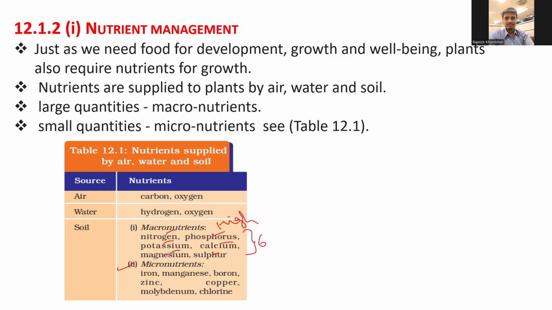And the second category is micronutrients, meaning small quantity. Small quantity nutrients are iron, manganese, boron, zinc, copper, molybdenum, and chloride. These are required in small quantity by the plants. Again, count the number. 1, 2, 3, 4, 5, 6, and 7. So the number of these nutrients is 7. So 6 are macronutrients and 7 are micronutrients. Together they are a total of 13 nutrients from the soil, meaning soil will provide 13 nutrients to the plant. Out of the 13, 6 are macronutrients, 7 are micronutrients. Okay, I hope that you are getting this. Let's jump on to the next slide.